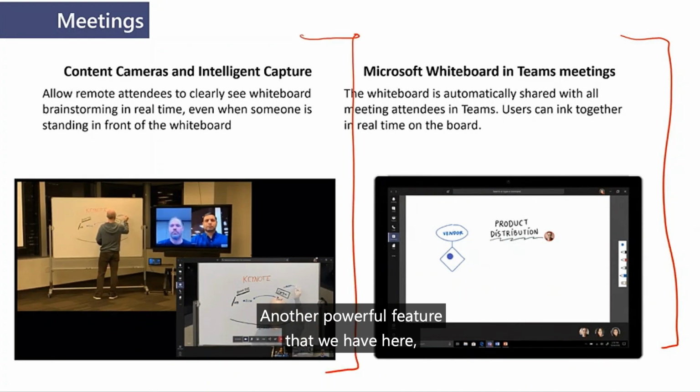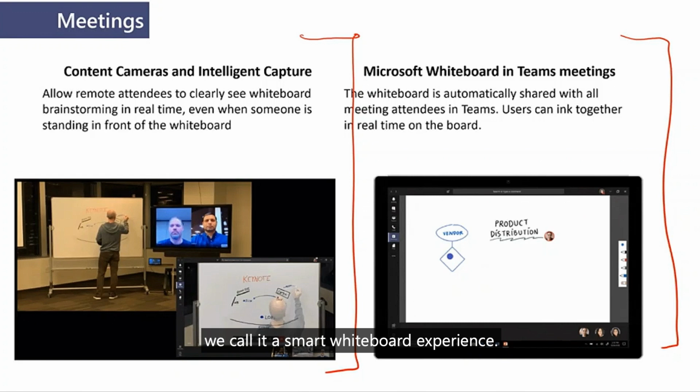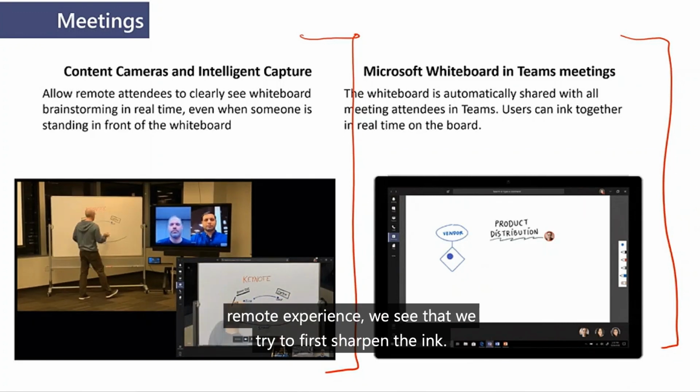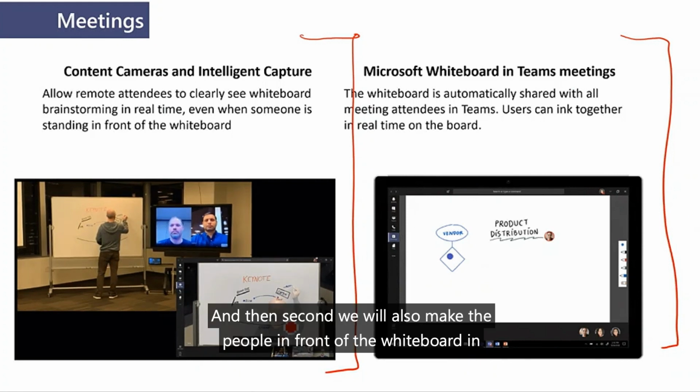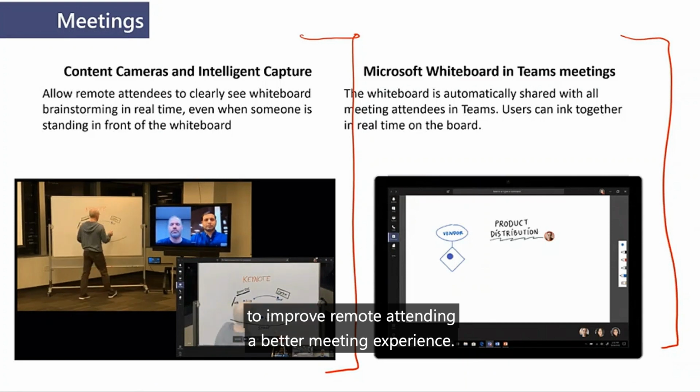Another powerful feature that we have here is the content camera. That's what we call the smart whiteboard experience. When people are drawing on a physical whiteboard, from the Teams remote experience, we will first sharpen the ink. And then second, we'll also make the people in front of the whiteboard transparent, to give remote attendees a better meeting experience.